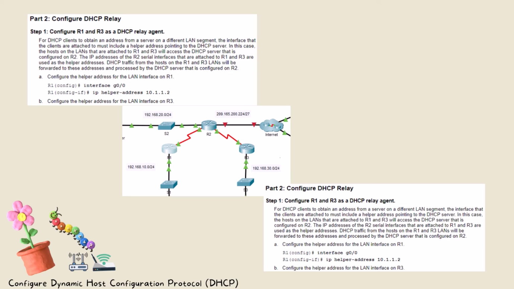The IP address of the R2 serial interface that are attached to R1 and R3 are used as the helper addresses. DHCP traffic from the host on the R1 and R3 LAN will be forwarded to these addresses and processed by the DHCP server that is configured on R2. Untuk langkah pertama, kita perlu configure the helper address for the LAN interface on R1.